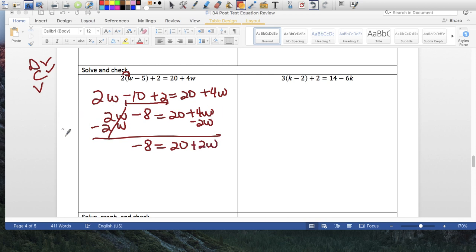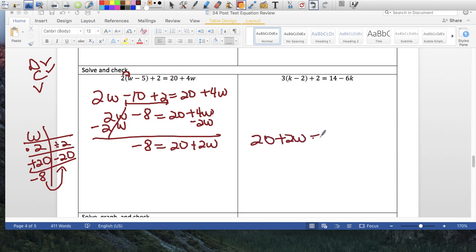Now it becomes a two-step equation. Write your story down if you so choose. Here's my variable w multiplied by 2, plus 20 gives you negative 8. Going backwards is going to be minus 20, then divide by 2. Now, if you don't like it this way, all you've got to do is just switch sides. Okay, it's the same thing. So you can either work with the variable on the left or the variable on the right. It doesn't really make a difference.